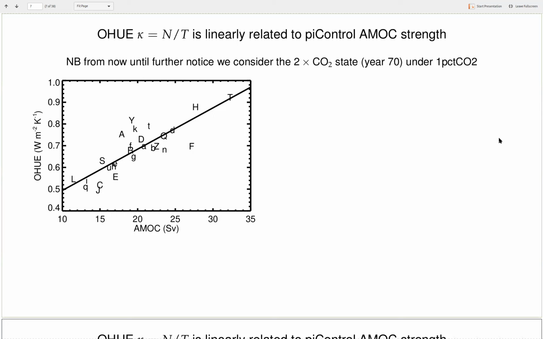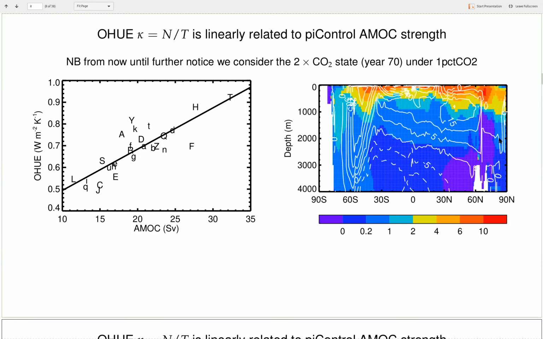So you might think that a bigger ocean heat uptake efficiency with a stronger AMOC is because the AMOC itself is taking up heat. And that is suggested by, for example, looking at a cross section like this, which shows us in the stream function, the sinking branch of the AMOC in the North Atlantic. That might be carrying heat downwards. But on the other hand, this idea is a bit surprising because most heat uptake is actually in the Southern Ocean, not in the North Atlantic.